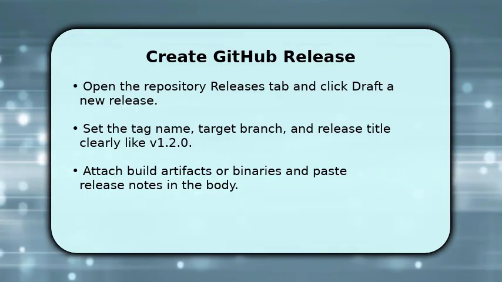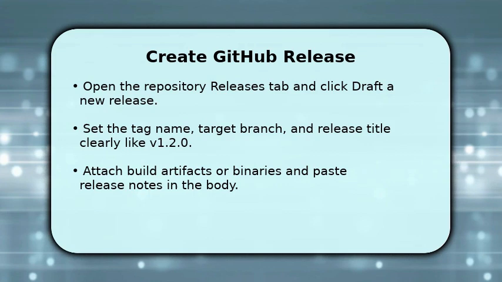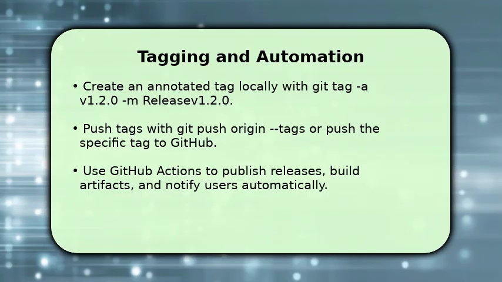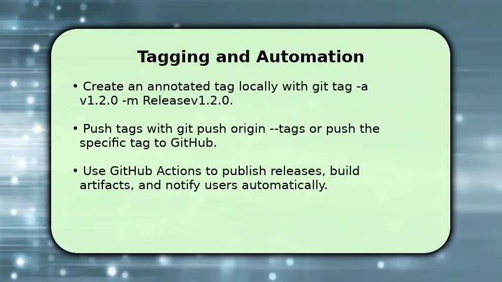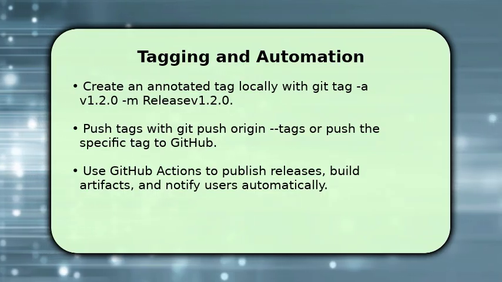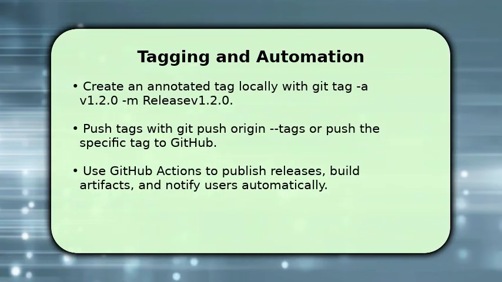Create an annotated tag locally with git tag v1.2.0 -m "Release of 1.2.0" for traceability. Push the tag to GitHub using git push origin --tags or git push origin v1.2.0. Alternatively, create the tag directly in the draft release UI when publishing.